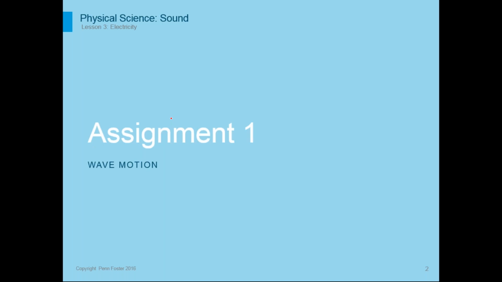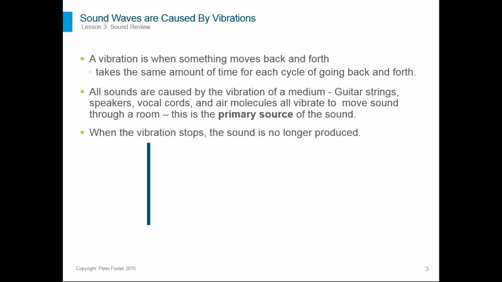So all waves are started by an object that's vibrating. A vibration is defined as something moving back and forth that takes the same amount of time for each cycle of going back and forth. And all sounds are caused by vibration of a medium. So when you hear a guitar, it's the guitar strings vibrating. The voice that you're hearing from your speakers right now, there's parts inside the speakers that are vibrating. I'm speaking, my vocal cords are vibrating.